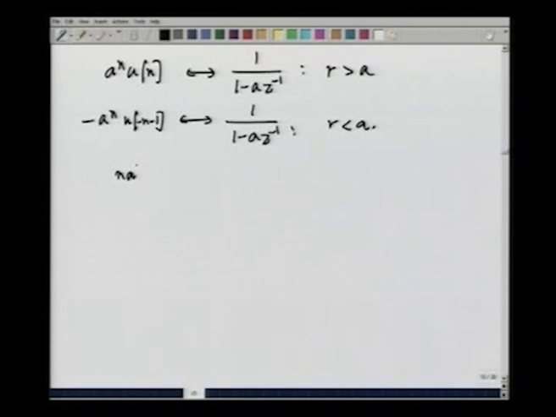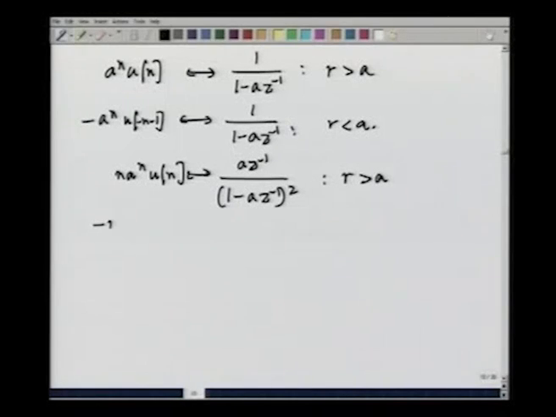n times a to the n u[n] transforms to a z inverse divided by 1 minus a z inverse whole squared, with an ROC of |z| = r greater than a. This comes out from the differentiation in frequency property, which we will discuss later for the Z transform.